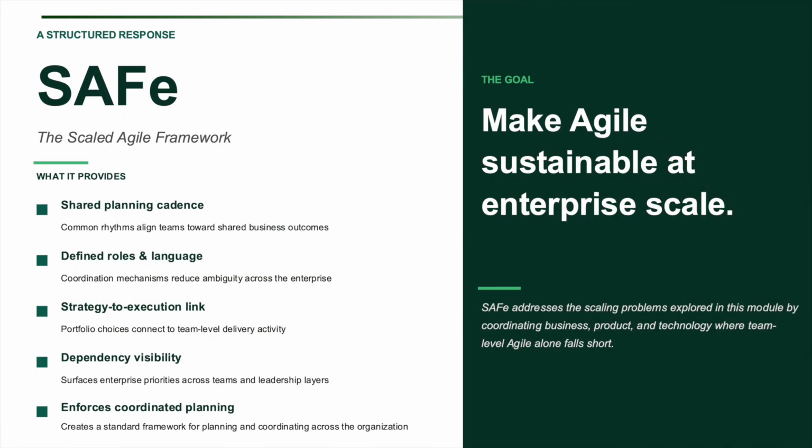SAFe, or the Scaled Agile Framework, was designed as a structured response to enterprise coordination problems. The goal is not to replace Agile team practices. The goal is to make Agile sustainable at scale. SAFe introduces shared planning rhythms so teams align around business outcomes rather than acting as disconnected delivery units. It creates common roles and language that help reduce ambiguity across product, business, and technology groups. It improves dependency visibility by creating more explicit planning structures. It also helps connect portfolio choices to team-level execution.